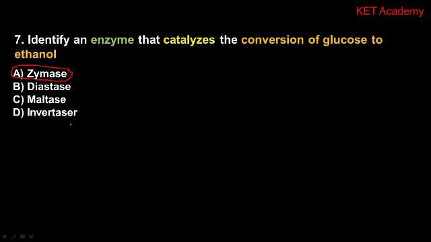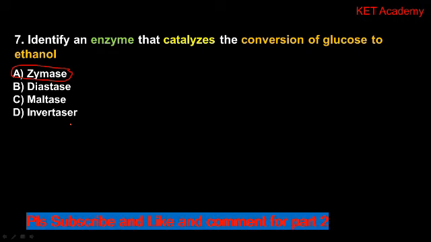But now let's look at diastase. Diastase helps in the catalysis of starch to maltose, so obviously it's not the answer. Now maltase converts maltose to glucose, while invertase converts sucrose into fructose and glucose. So our answer there should simply be A.